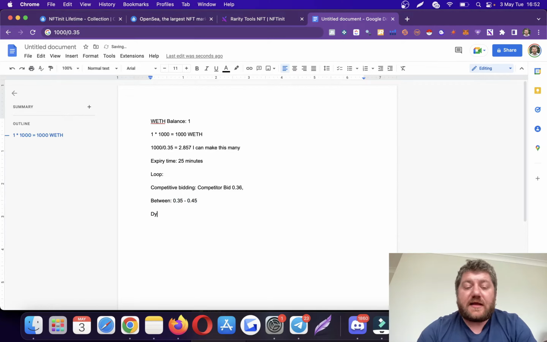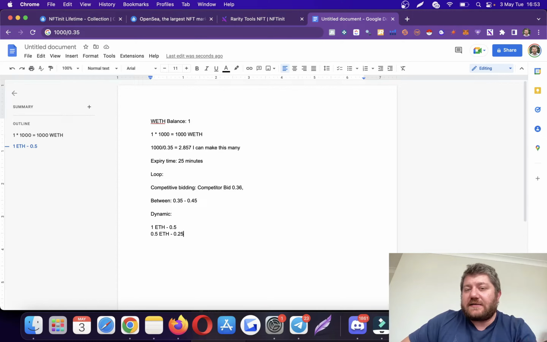Alright, so there is something else called dynamic bidding. Dynamic bidding changes your inputs according to the fluctuations in the floor price. Meaning that if the floor price at the beginning was 1 Ethereum and you were bidding 0.5 Ethereum, if the floor price goes to 0.5 Ethereum, your inputs will halve. So it's going to be 0.25 Ethereum. So these are the basic settings or options you have to keep in mind.